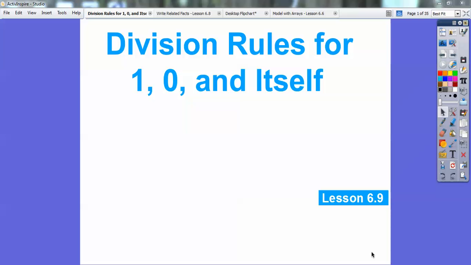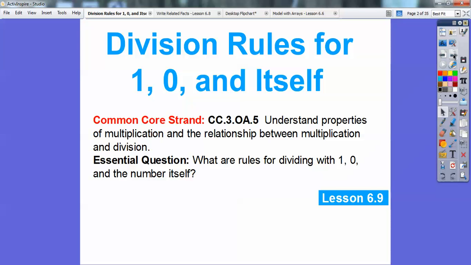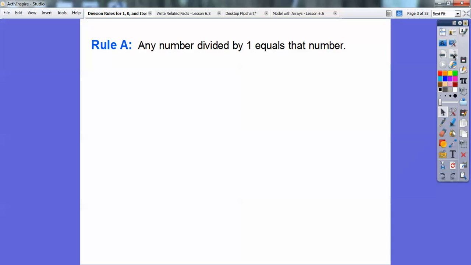Okay, everybody, this lesson should go quite fast, I think. So this is division rules for 1 and 0 and the number itself. So here we go. Our Common Core is: what are the rules for dividing with 1, 0, and the number itself? So you've probably heard some of these already.